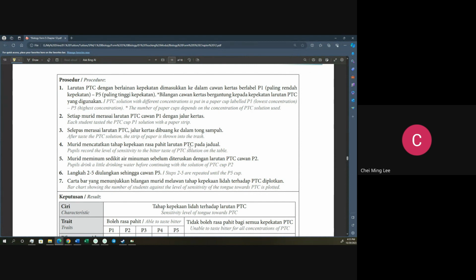Then you need to drink a little drinking water. Okay, this is important. Why do you need to drink a little drinking water? You need to wash out the leftover PTC solution in your mouth so that you can give a proper, much more accurate answer when you taste the next paper cup.